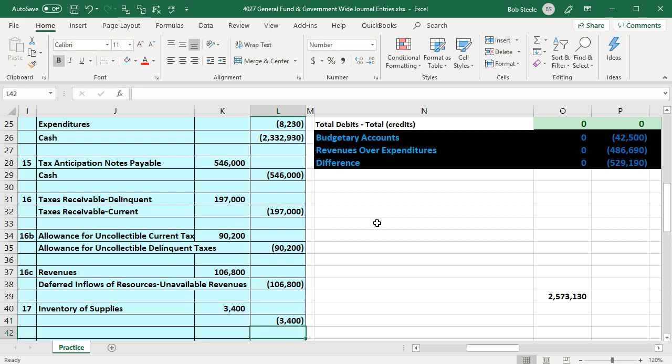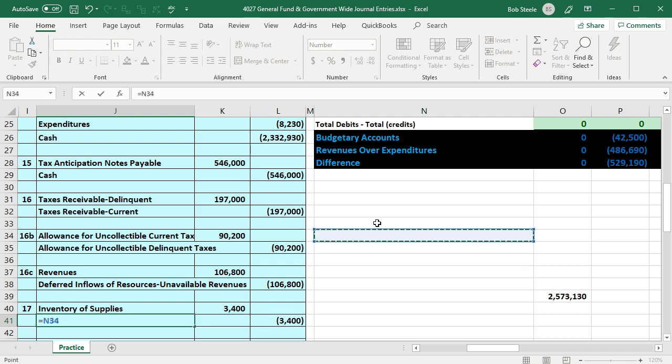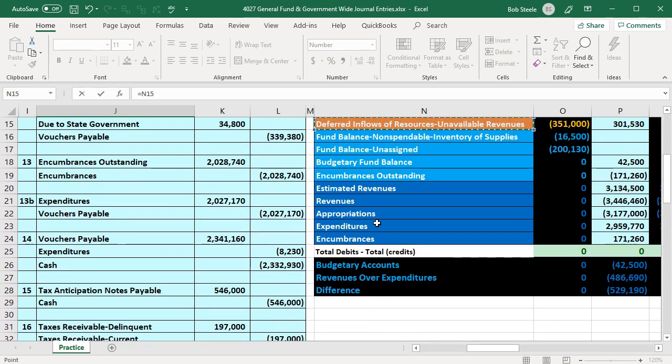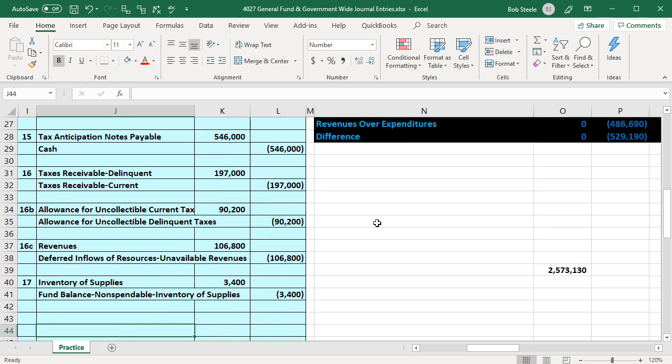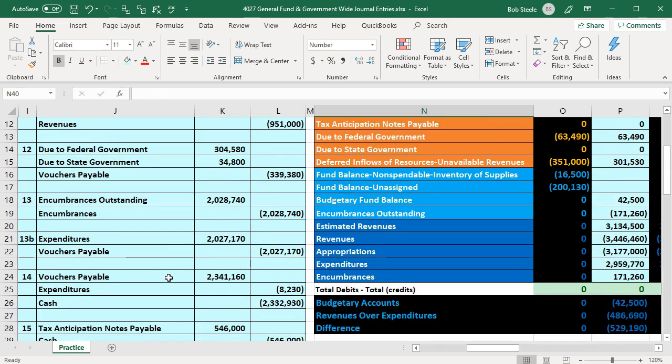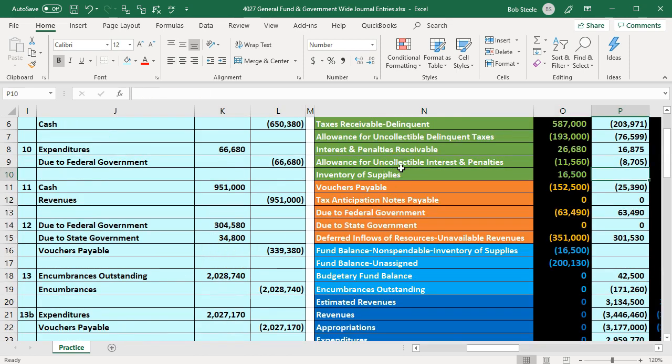And then the credit, the thing that's a little bit unusual, is we're going to take the credit to fund balance non-spendable inventory of supplies. So here we go, and again, we'll get into more detail on the methods for inventory in a presentation that focuses on the two major methods. So let's go ahead and post that out. So we got the inventory. I'm going to scroll back up top. So here is the inventory.